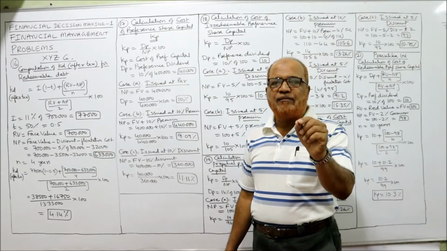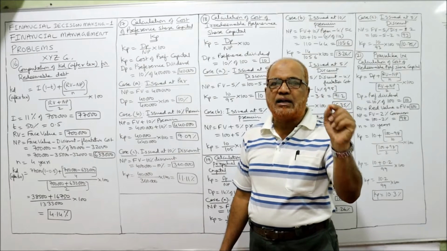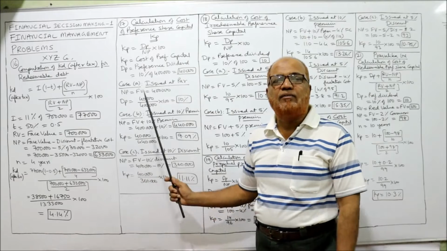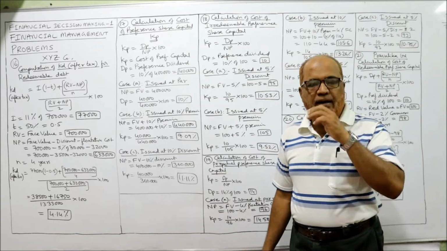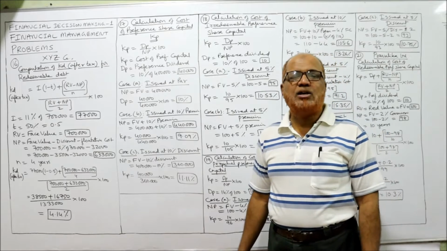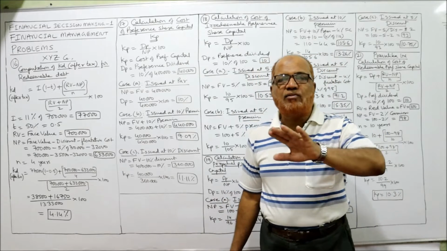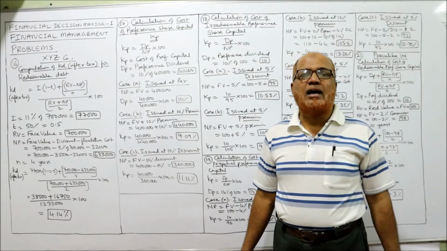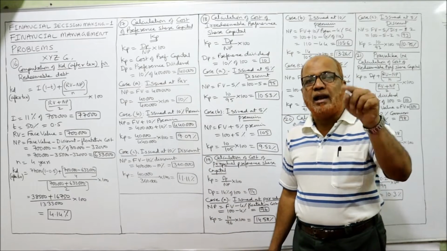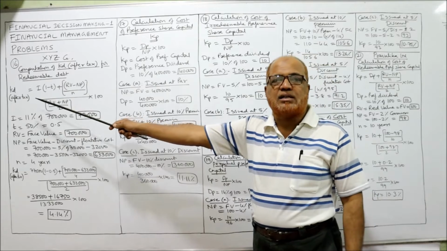Remember, tax benefit is given only for interest charges. Tax benefit is not given for dividend. Dividend paid is an appropriation of profit. It is not an expenditure. So the Income Tax Act will not allow a deduction for dividend paid, whereas the Income Tax Act will allow a deduction for interest charges.